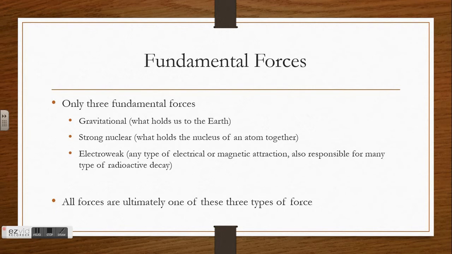The second one is what's called the strong nuclear force. This one's probably not as obvious to us. We don't see it on a daily basis, but we see its impact on a daily basis. That's what holds the nucleus of an atom together, holding the protons and neutrons together inside the nucleus.